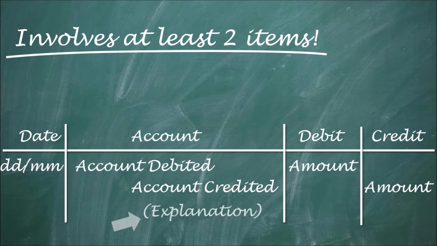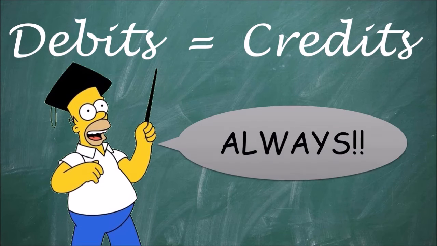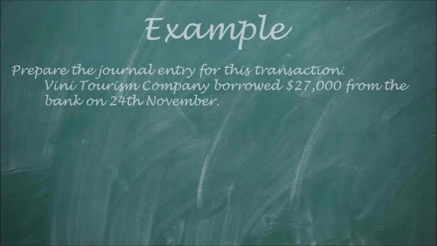If you want, you can write a brief explanation of the recorded transaction. It's important to note that totals of debits and credits for any transaction must always equal each other.